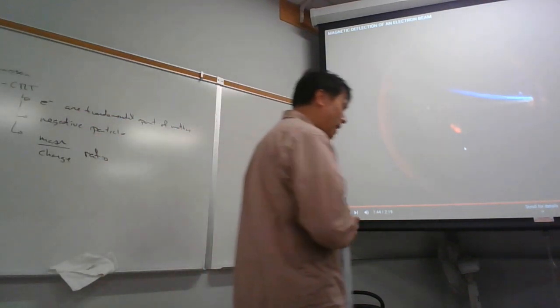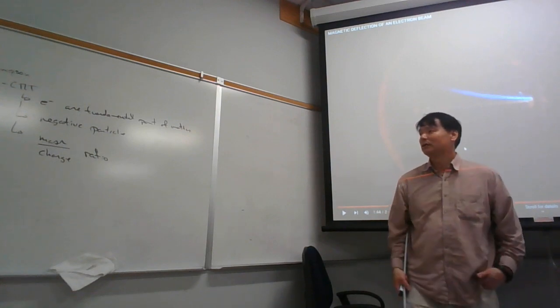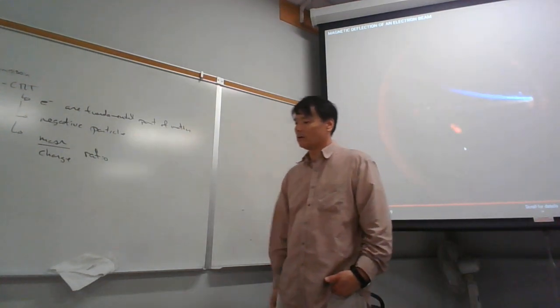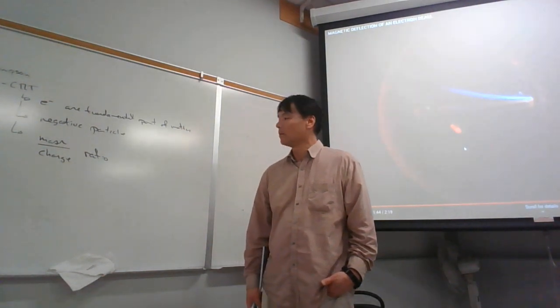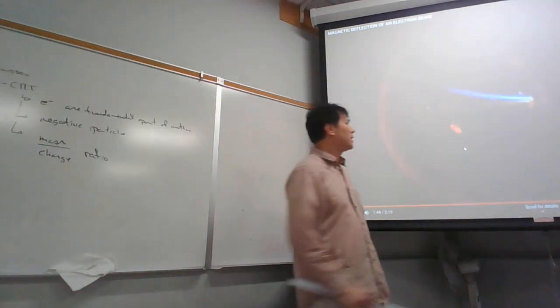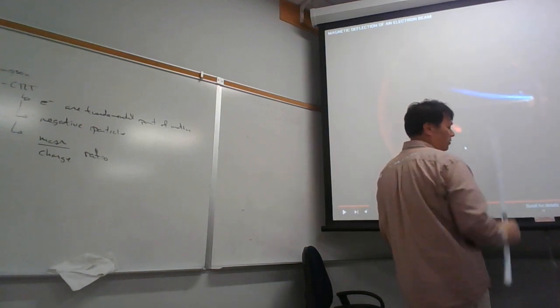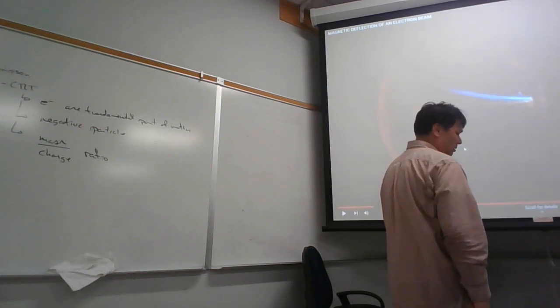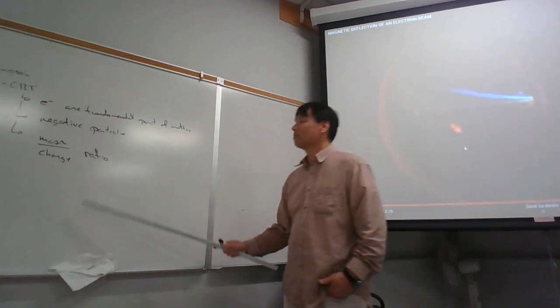He couldn't get the mass, and he couldn't get the charge. All he knew is this is a negative particle, but what is the magnitude of the charge? He only had the mass to charge ratio, because the higher the angle, the lighter, and the lower the angle, the heavier. And so using a little bit of physics, you get the mass to charge ratio.